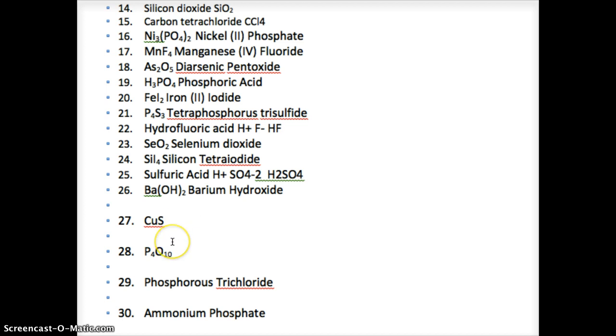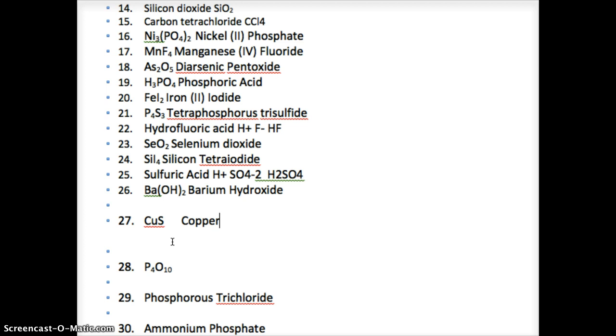Coming down to number 27. Name your first substance. It's a metal, so it's copper. Second substance is sulfur, so the sulfur becomes sulfide. Now, copper does require a Roman numeral. If you look on its periodic table, it's 2 and it's 1.